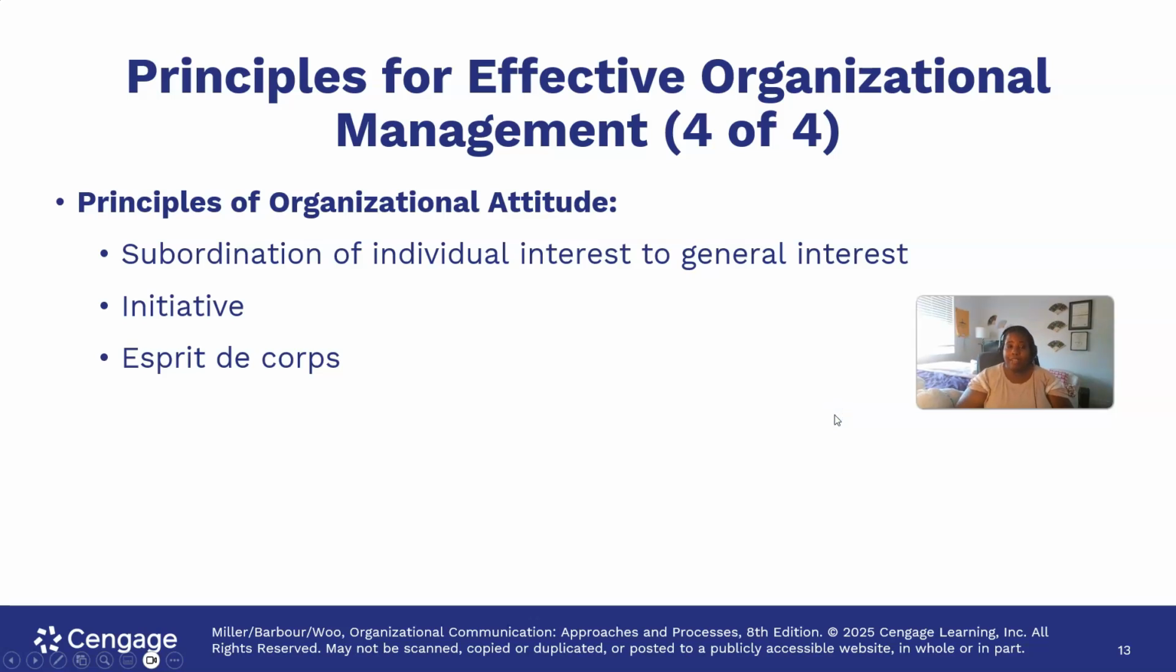Then, principles of organizational attitude, subordination of individual interest to general interest. So, one of the interesting parts of reading the chapter is the idea of separating work and personal life, right? And creating initiative. Like, hey, you need to be able to prove yourself to the company and just make sure that you're working for the company interests, right? So having a company culture where your work self is different than your personal self, versus in a family organization, where it might not have been the case, right?